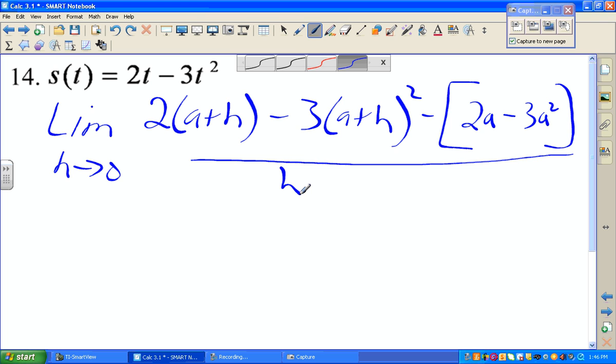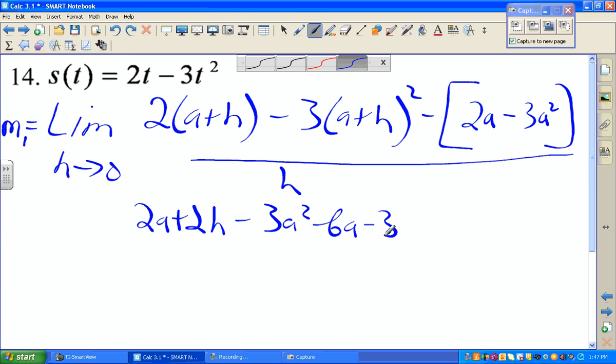Now it comes down to just algebra. Remember, you're trying to find the slope of the tangent line at what value? 1. So when I get done, we'll put 1 in for a. 2a plus 2h minus 3a squared minus 6ah minus 3h squared minus 2a... whoa, back up. That's 3 times a plus h squared, so minus 3a squared minus 6ah minus 3h squared.